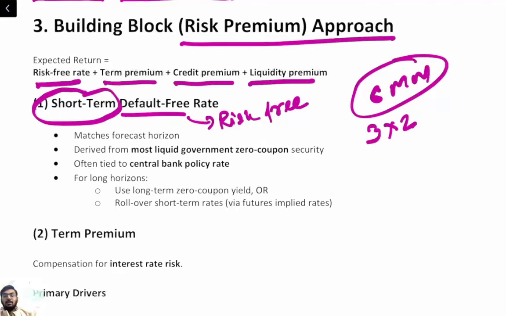Clear? Now sometimes we need to normalize the rate. Normalize means we need to adjust the rate to remove any temporary distortion or unusual condition. Like during a financial crisis, the rate may become artificially low, or during inflation, the short-term interest rate will become unusually high. So in that situation, we need to adjust the rate so that it reflects normal economic conditions. Clear?